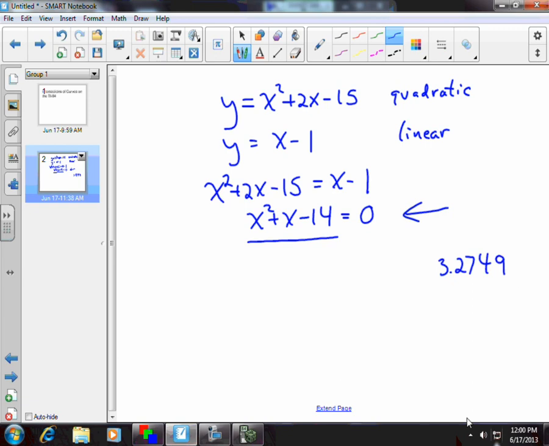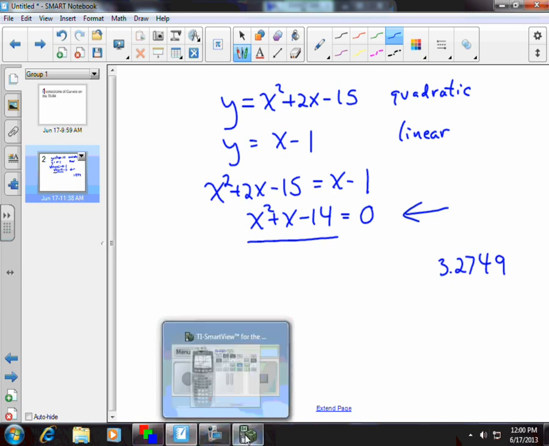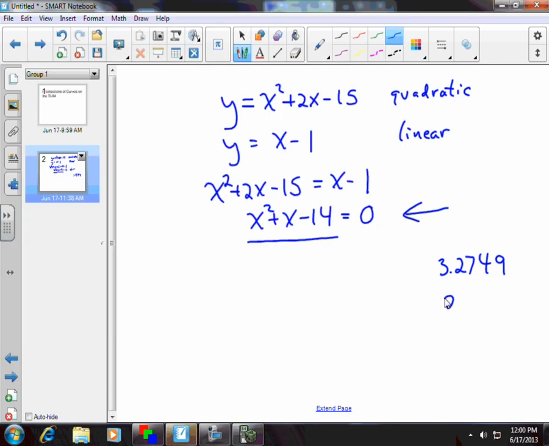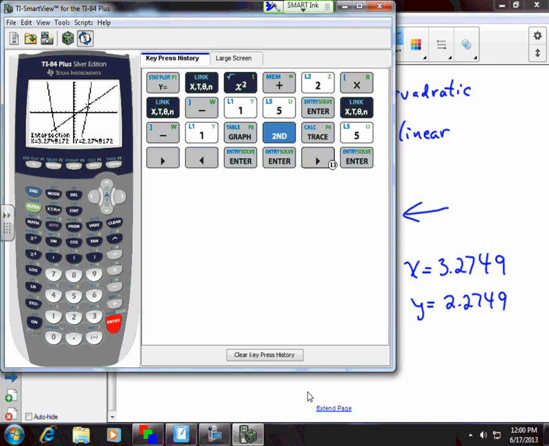From this answer, it does not look like a nice fraction, so it probably involves a square root with the quadratic formula. Okay, so that's the x component of the point of intersection. And the y component, let's call that 2.2749. So there's one point of intersection. Now there are 2 points of intersection. You can see one down there, so let's find that one.